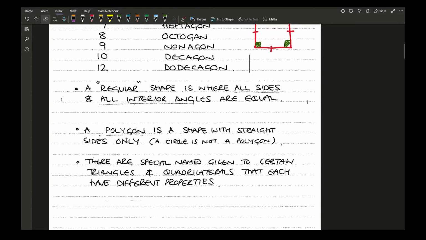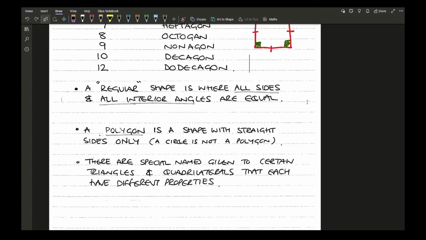So the next thing we move on to is again the word polygon. A polygon is a shape with straight sides only, and therefore a circle is not a polygon. A semicircle, although it has a straight side, is not a polygon because it has that curved edge. And there is an oval, and there are several shapes that you need to know, but the general definition of a polygon is a shape that has straight sides only.